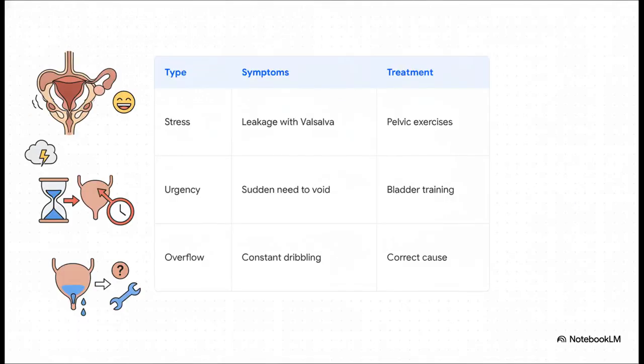Let's break down the three main types of urinary incontinence. Stress incontinence is leakage with a cough or laugh, treated with pelvic floor therapy, a pessary, or a mid-urethral sling. Urge incontinence is that sudden urgency and frequency, managed with bladder training and antimuscarinics or beta-3 agonists. And overflow involves constant dribbling and retention from incomplete emptying.